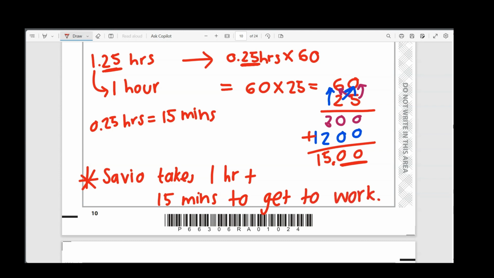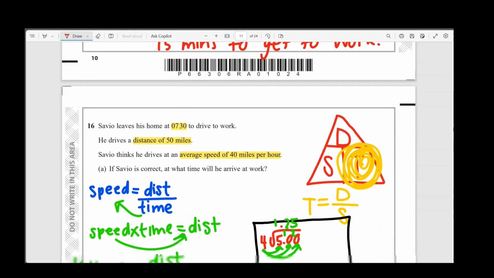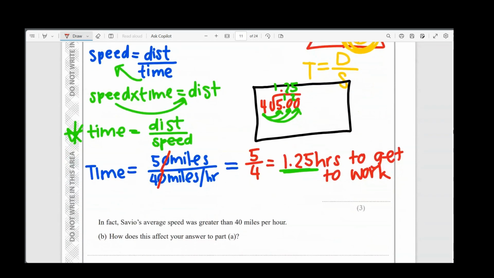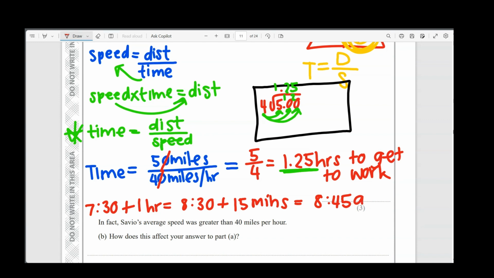We are now going to use this because even though we have done a lot of work, we still need to put this into our answer. So he takes 1 hour and 15 minutes to get to work. So he leaves at 7:30. We want to know what time he will get there. So he leaves at 7:30, plus 1 hour is going to be 8:30, plus 15 minutes is going to be 8:45. And we assume it's AM because it's in the morning. And that is how we do that one.